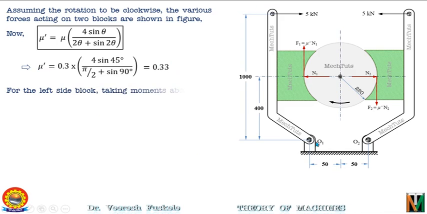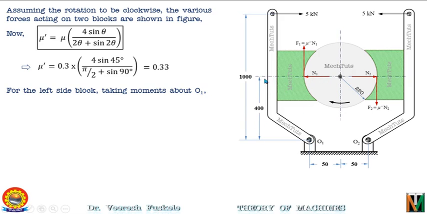Now for the left hand side block, we'll take the moments about O1. So we'll consider the free body diagram of the left hand side and take the moments about O1. So the forces will be N1, F1 and 5 kN. Now N1 will rotate the lever in the anti-clockwise direction about the point O1. So the moment will be positive and the magnitude will be N1 into the perpendicular distance of line of action of N1 from the fulcrum point. So the perpendicular distance is 400.